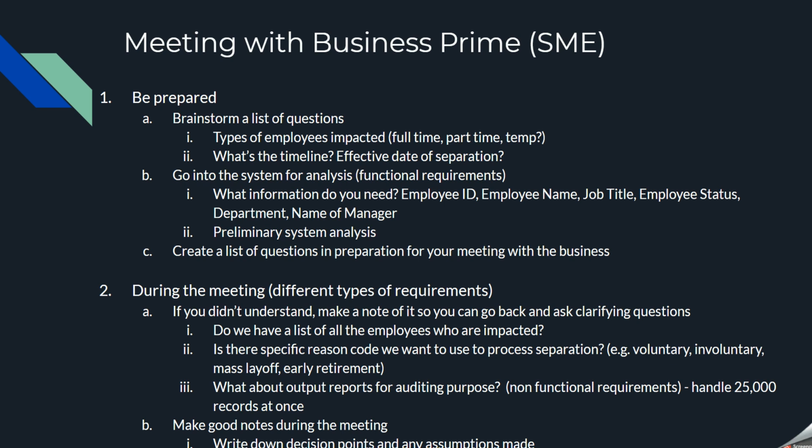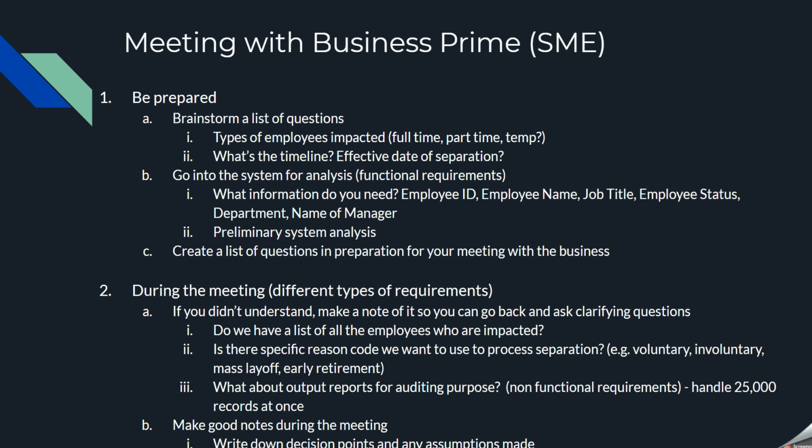I need employee ID, employee name, job titles, and employee status. Are they full-time, part-time, temporary? Which department are they in? What is the name of their manager, in case we need to send emails to the managers or notifications from the system? This is what I would call preliminary system analysis, where I can go into the system and see all the information that is needed for us to successfully process this separation.